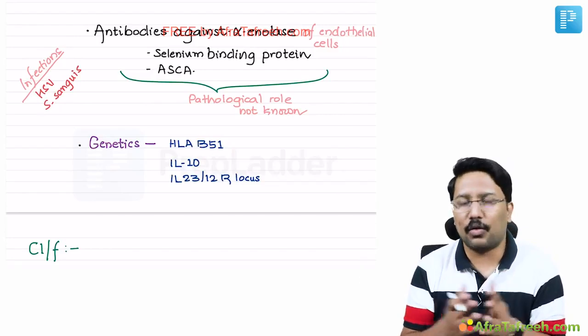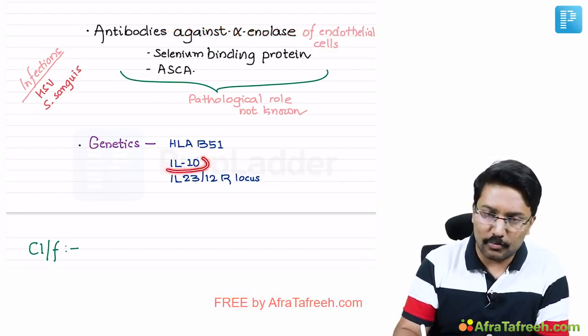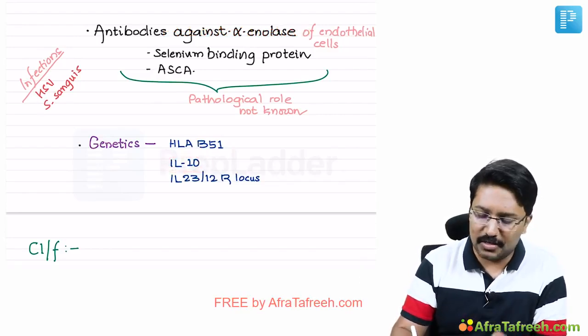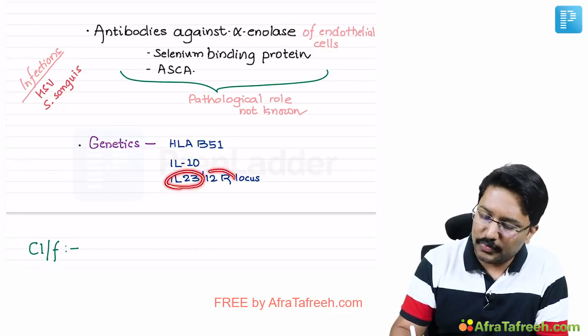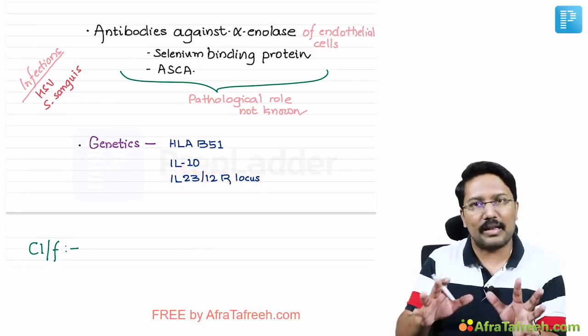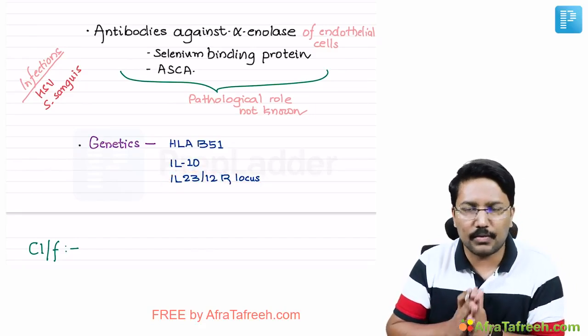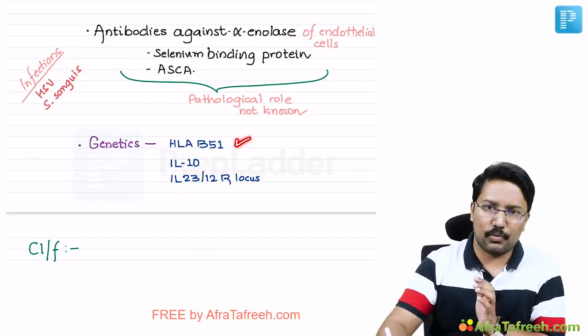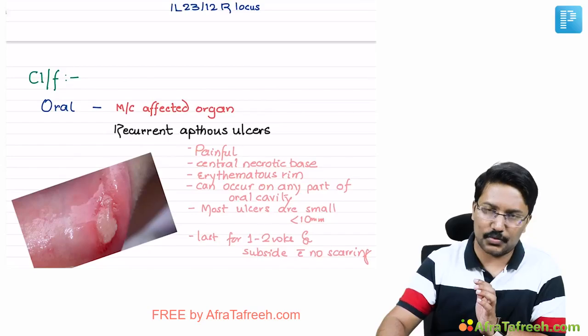Other than that, a lot of GWAS studies have identified polymorphisms in interleukin 10 as well as the shared interleukin 23-12 receptor loci. Yes, there are certain correlations there. So that is about basic genetics. This is one point to note, HLA-B51 and its association.